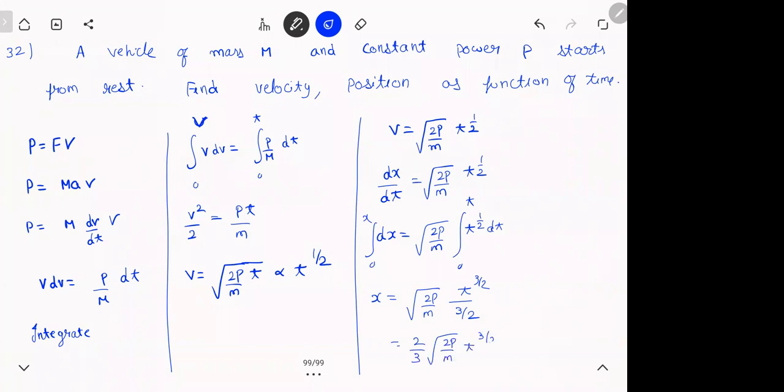This is another question. X is proportional to what? T power 3 by 2. These are the straightforward questions they asked. A vehicle is going with a constant power p. The velocity is proportional to what? The position is proportional to what? Pull down. That was the last one for the day.